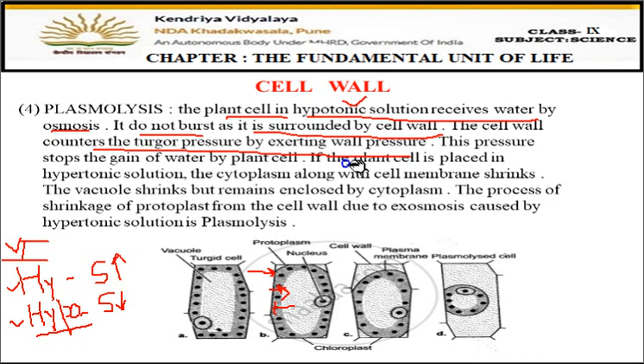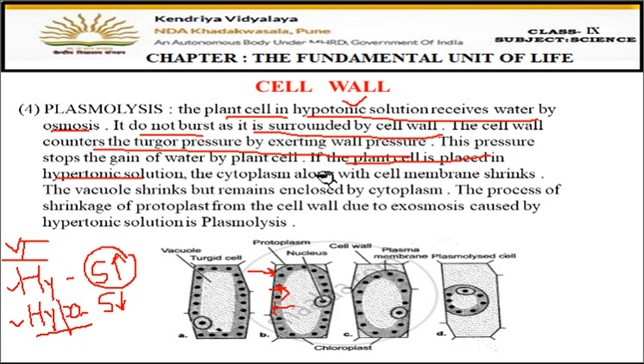But now if the plant cell is placed in a hypertonic solution, hypertonic solution means the solute is more, that means water is less. If the water outside is less, that means water from the cell will come out.